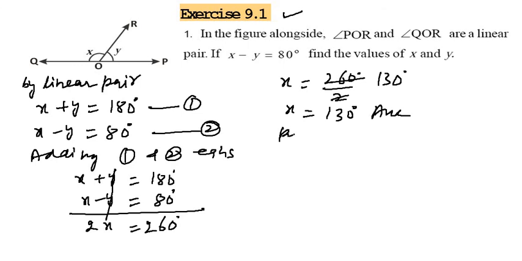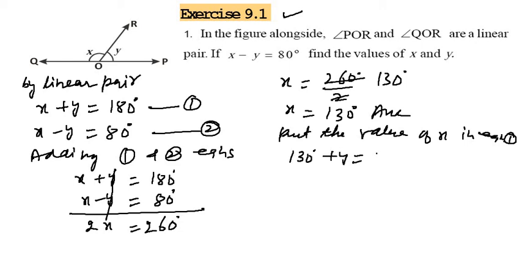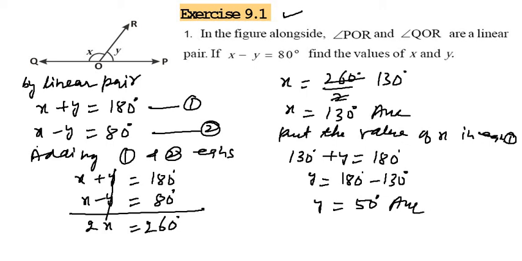Now put the value of x in the first equation. So x is 130 degrees plus y will be equal to 180 degrees. So we can find y. It is 180 degrees minus 130 degrees. So we can say y is equal to 50 degrees, and that will be your second answer.